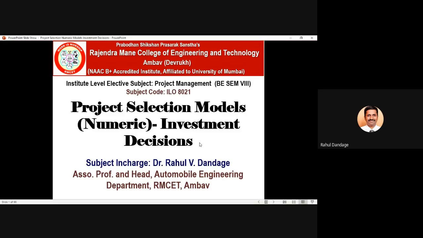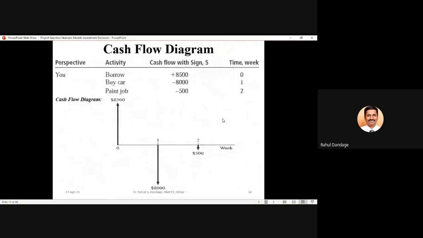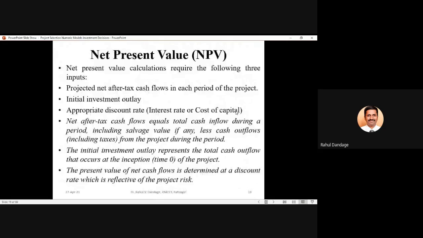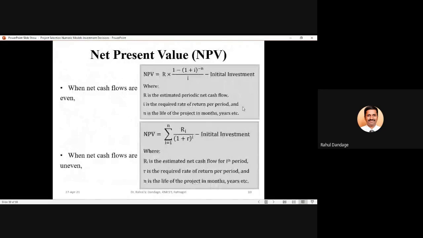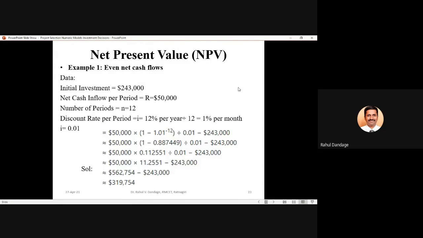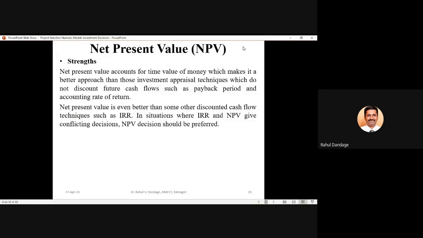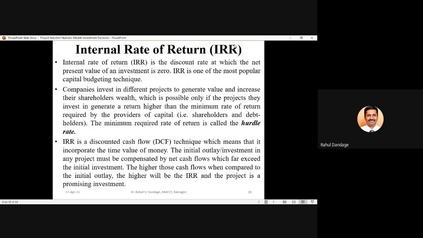Good morning, dear students. In the previous lectures, we have discussed two methods of project selection. One was the net present value method, and the other was the internal rate of return. These two methods were basically focusing on calculation of the present value of the future cash flows we are getting. In one case, we were subtracting the initial investment from the present value of future cash flows to calculate the net present value.